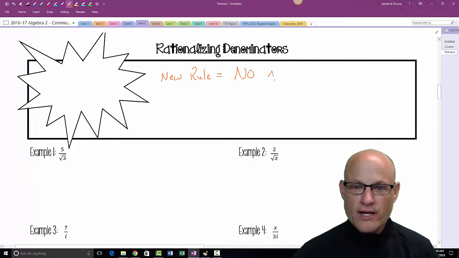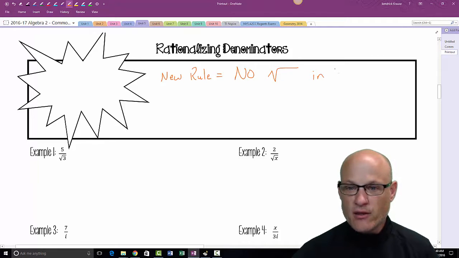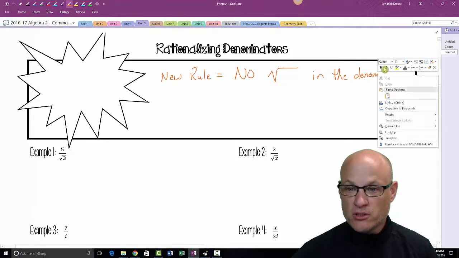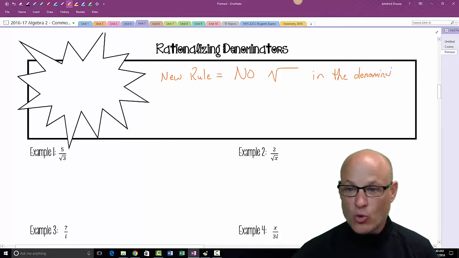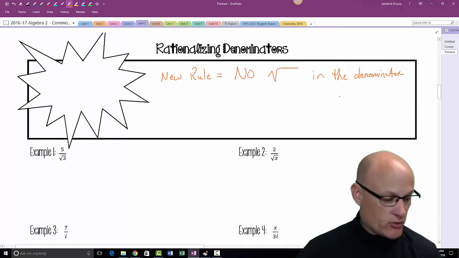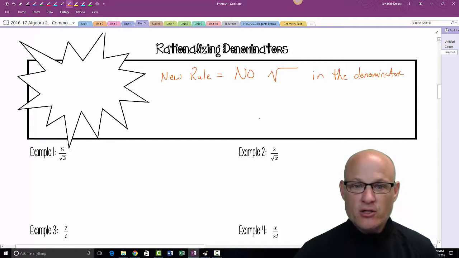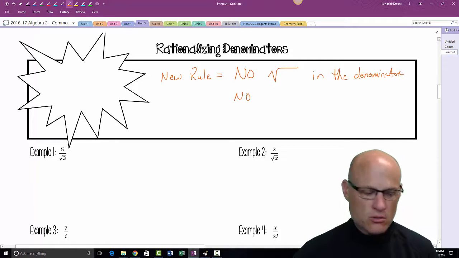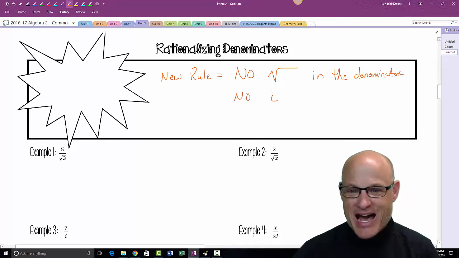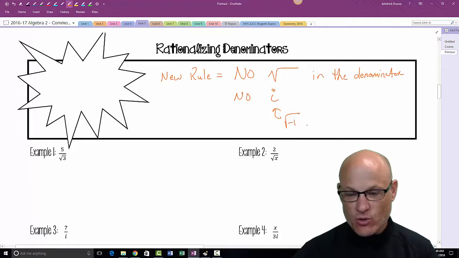No radicals in the denominator. No radicals in the denominator. No i's. That's the imaginary number. That is the square root of -1, the imaginary number. In the denominator. We've got to get rid of it.